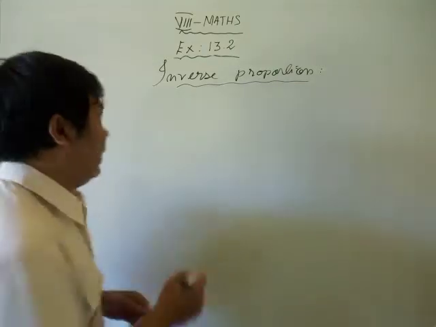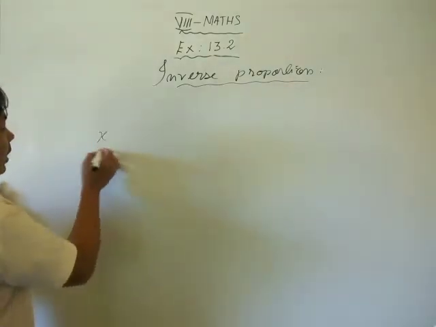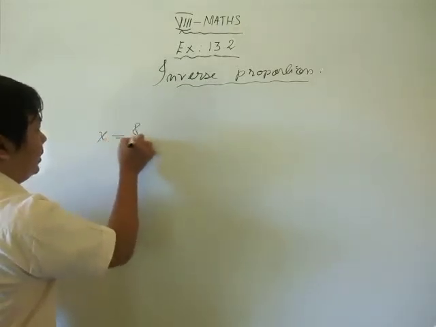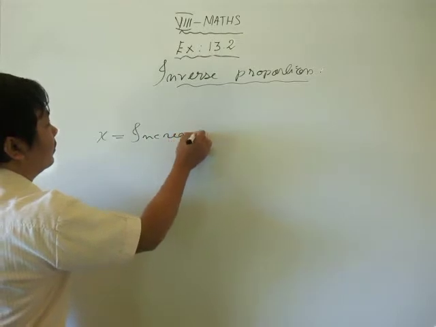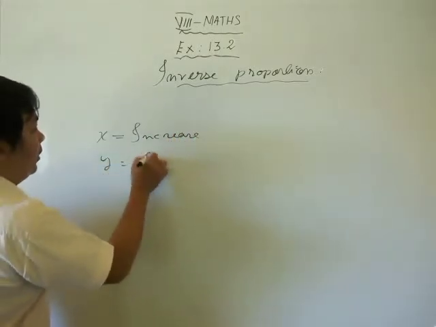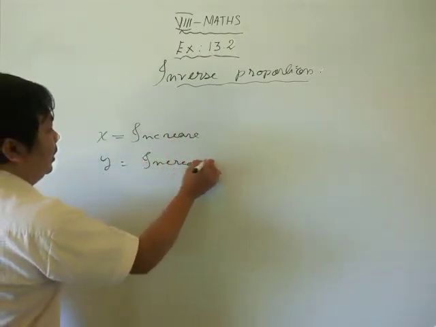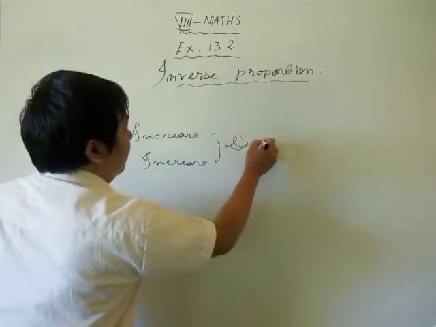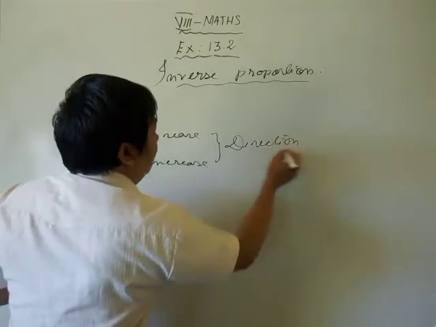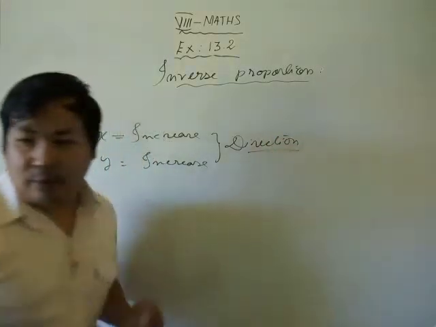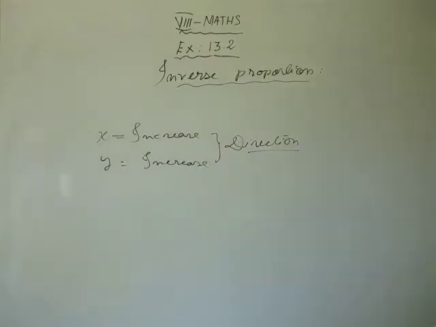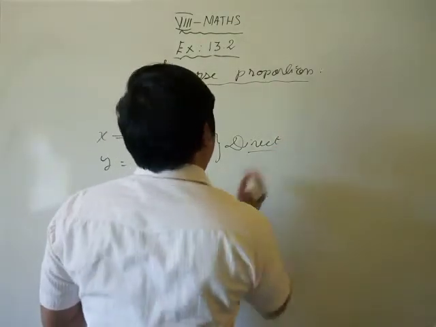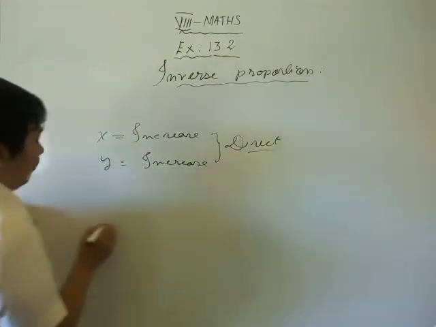Once again, in direct proportion, when the x value increases, the y value also increases. That is direct proportion. When the value of x increases, then the value of y also increases.